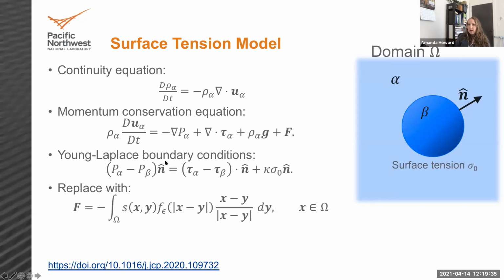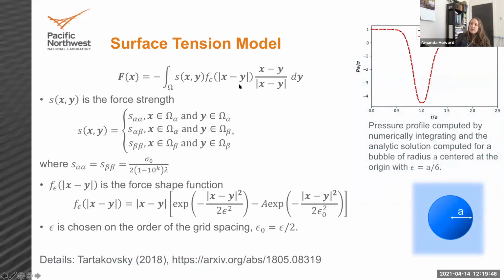So we're going to replace the Young-Laplace boundary conditions with a surface tension force. So we add this as a forcing term to the momentum conservation equation. And I will show what this force looks like here. So this is our force. S is the force strength. So we're going to calculate the force at a position X by integrating over forces at locations Y. And our force strength is going to depend on whether X and Y are in the same phase or X and Y are in different phases. And then we can solve for what the force strength is related to the macroscopic surface tension, and then we have the scaling term that depends on the force shape function.